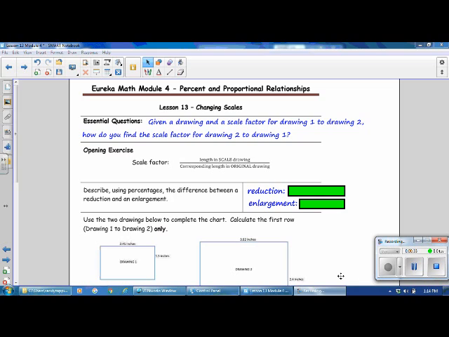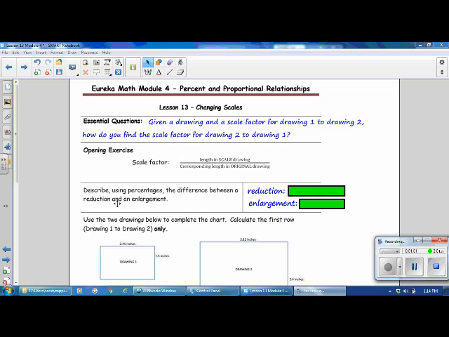For our opening exercise, first let's review how to find the scale factor when you have two drawings and their lengths are given. The scale factor is a quotient, so you can write it as a fraction. The numerator is the length in the scale drawing, and the denominator is the corresponding length in the original drawing. You'll want to memorize that the scale drawing length goes in the numerator and the original drawing goes in the denominator.